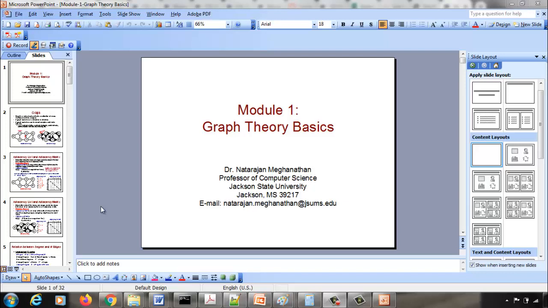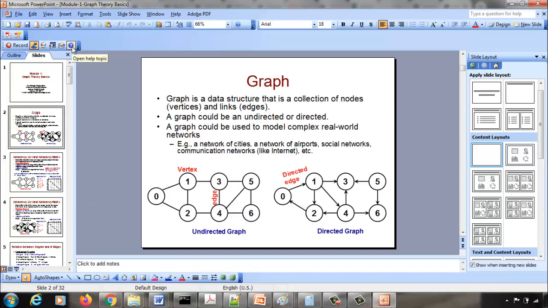Okay, so now we'll start with module 1, which is graph theory. Now, some of you may not be familiar with graphs, some may be already familiar. So, to bring everyone to be on the same page, I'll start with the very fundamental things about graphs and then we'll slowly build on the complexity.